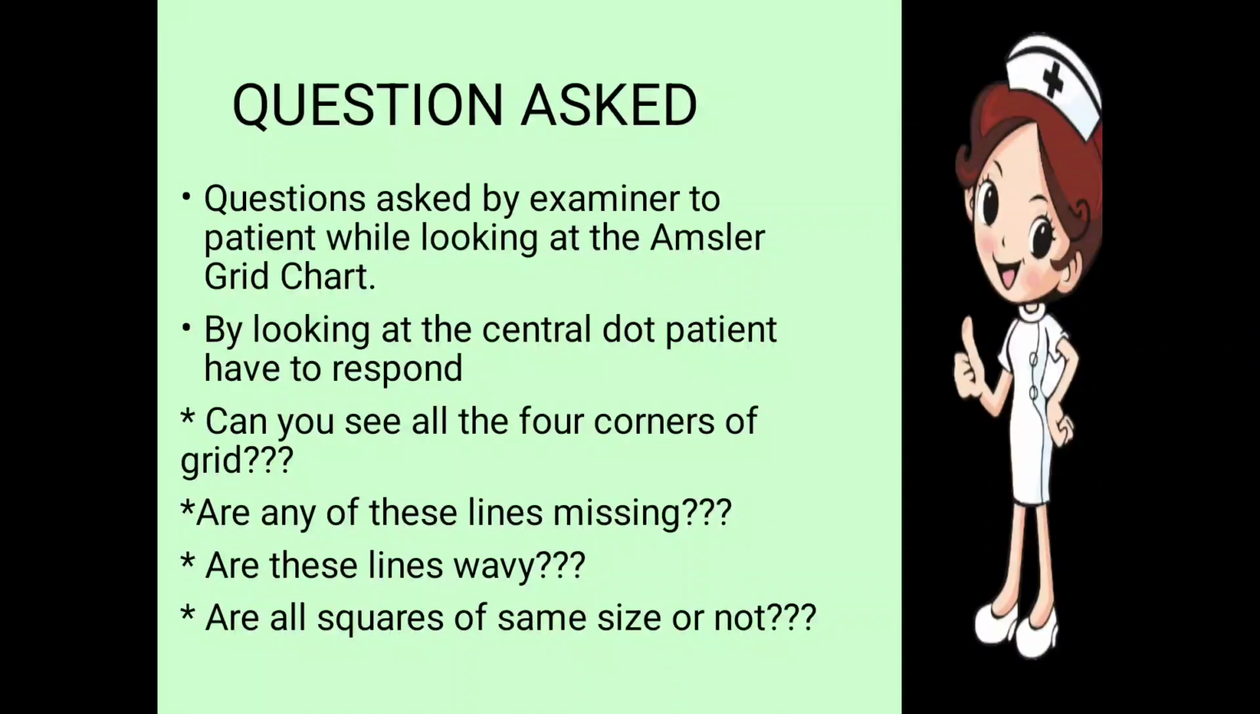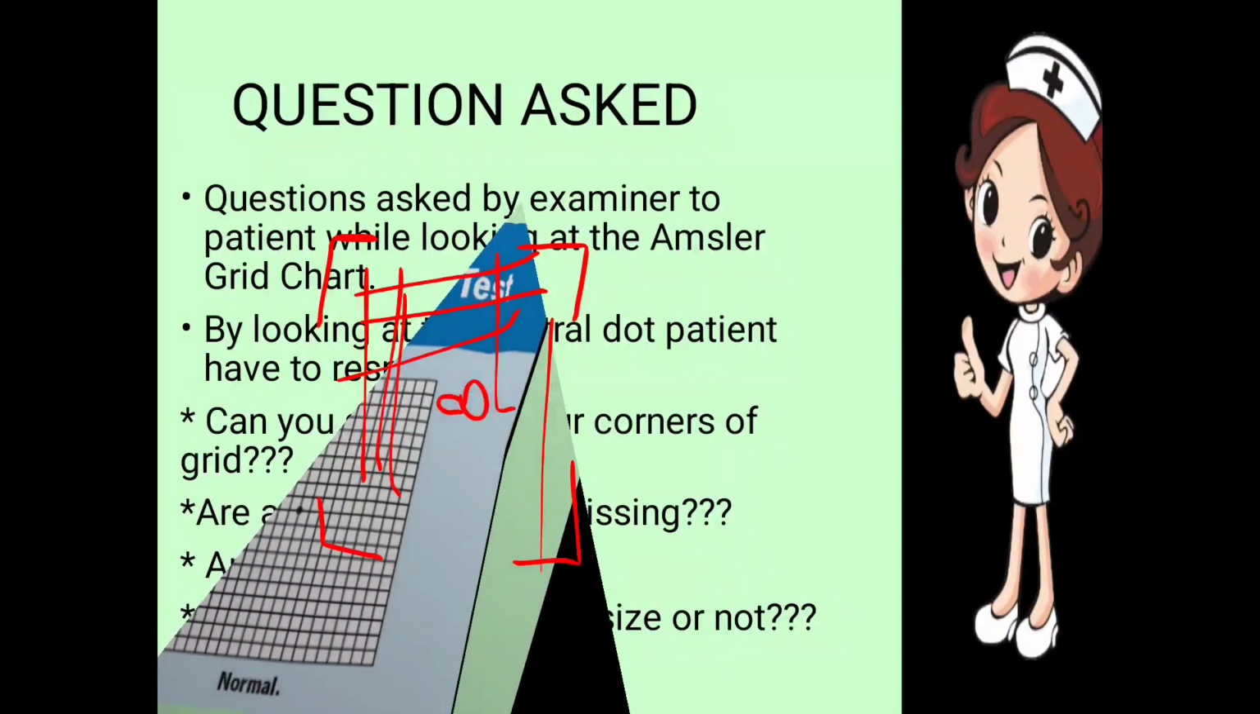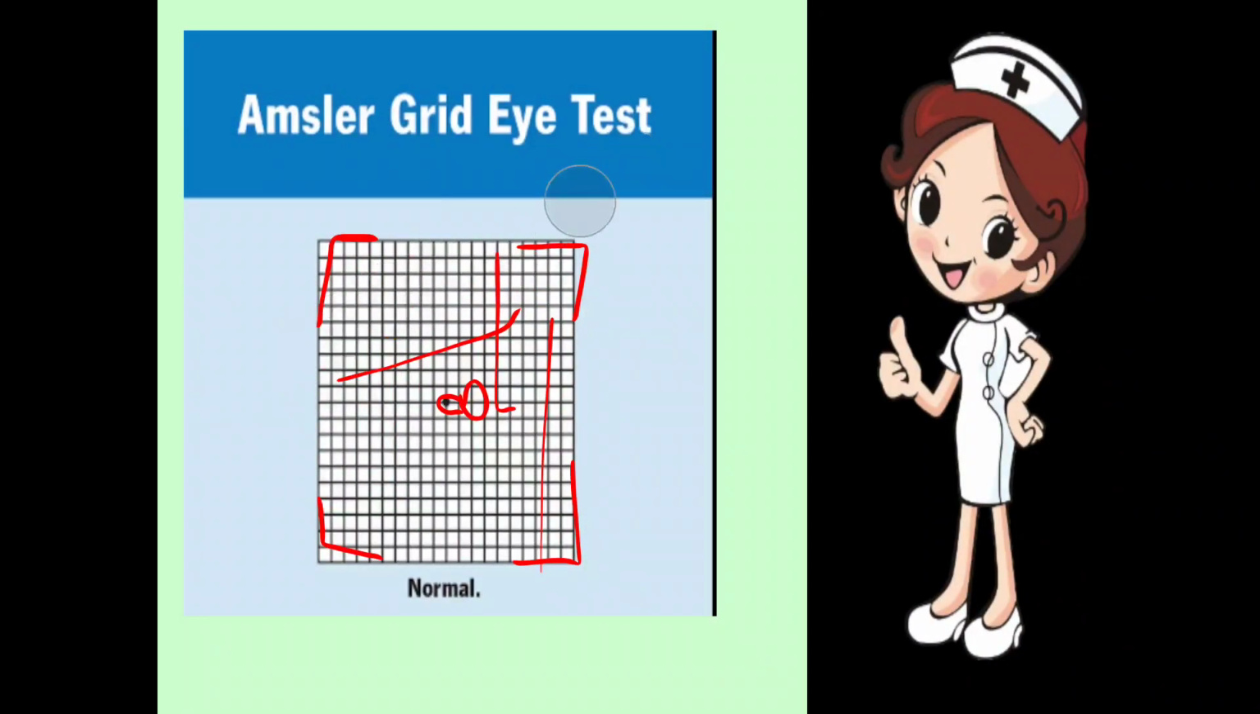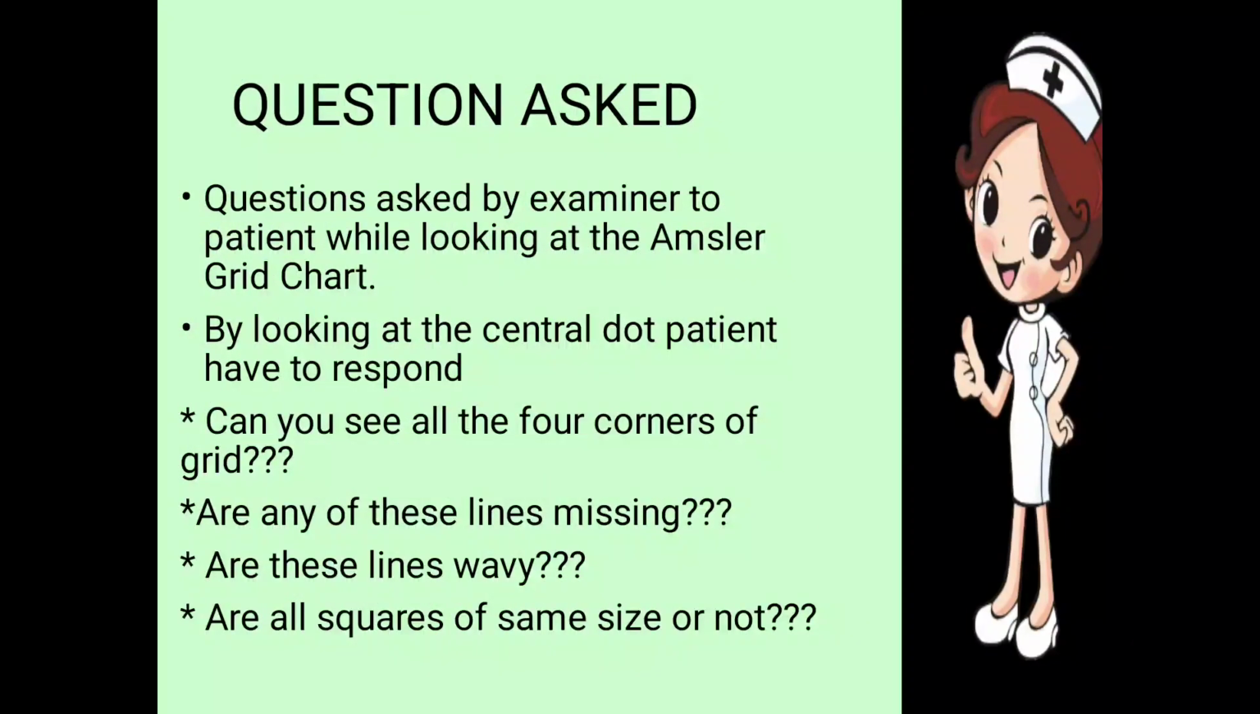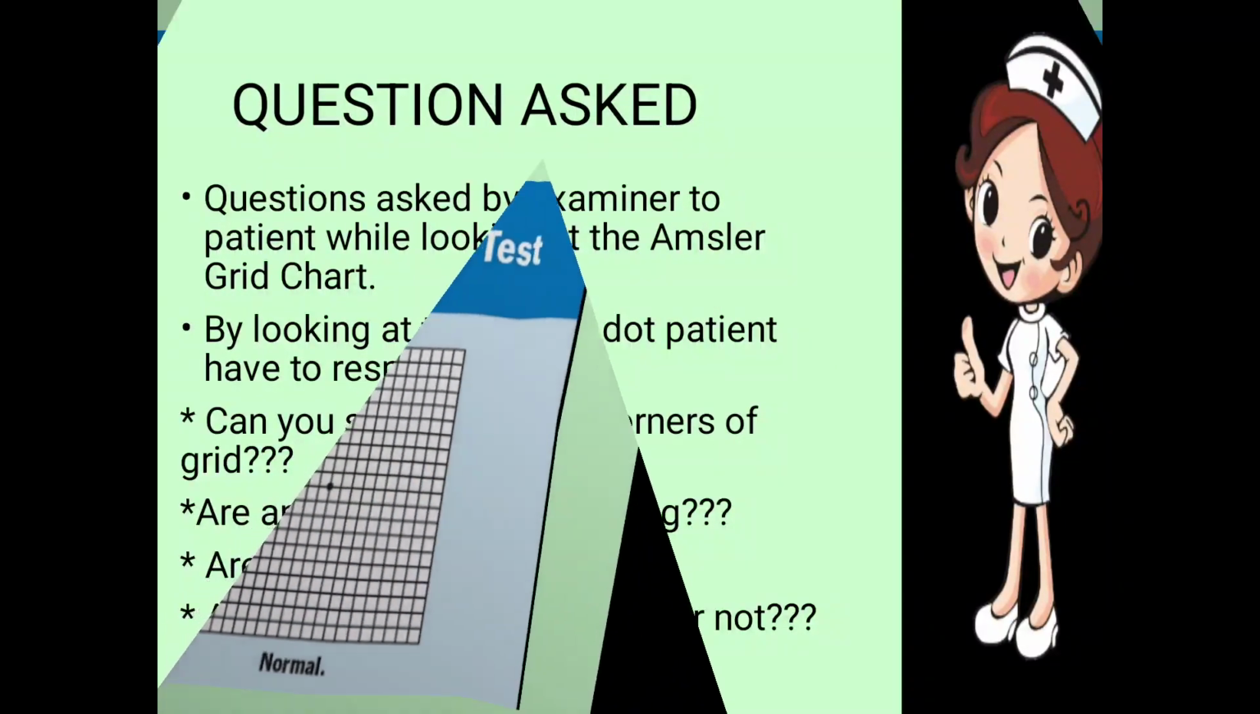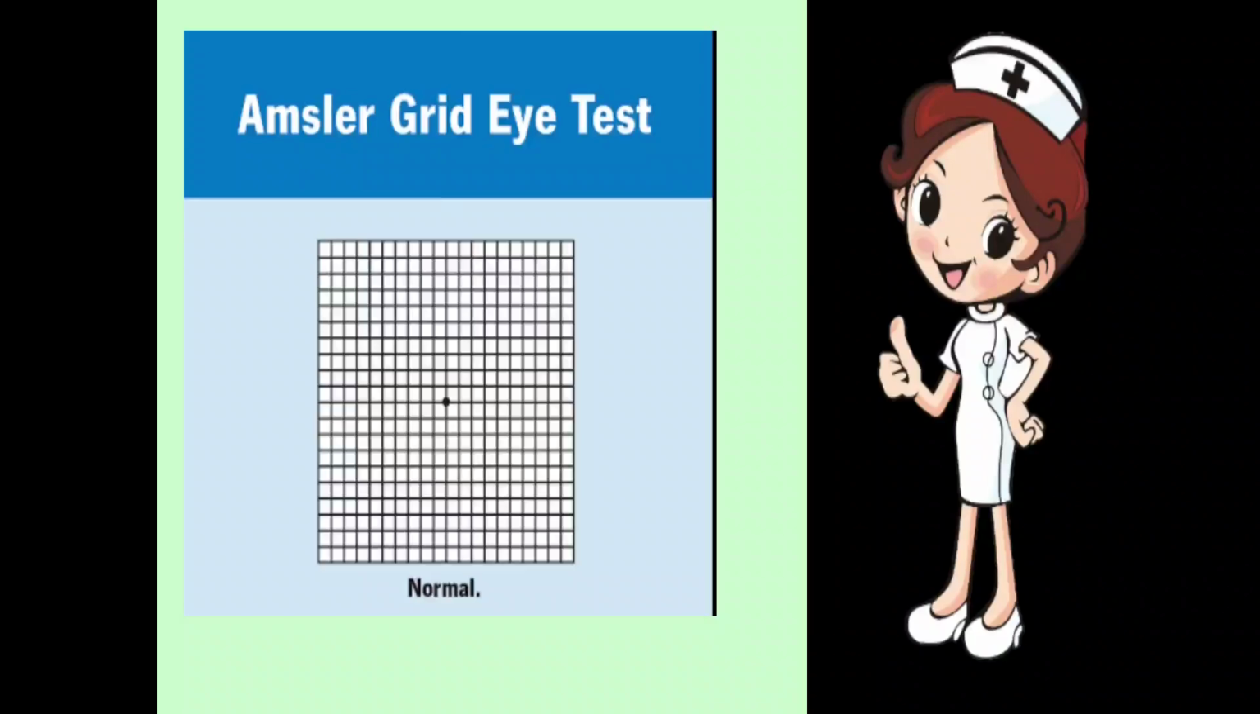Are these lines wavy? Are any of these lines wavy? Has the shape of these lines changed, or are they straight? Ask the patient. Next one is, are the squares of the same size or not? There are a lot of squares. Ask the patient whether all the squares are of the same size or of different sizes.